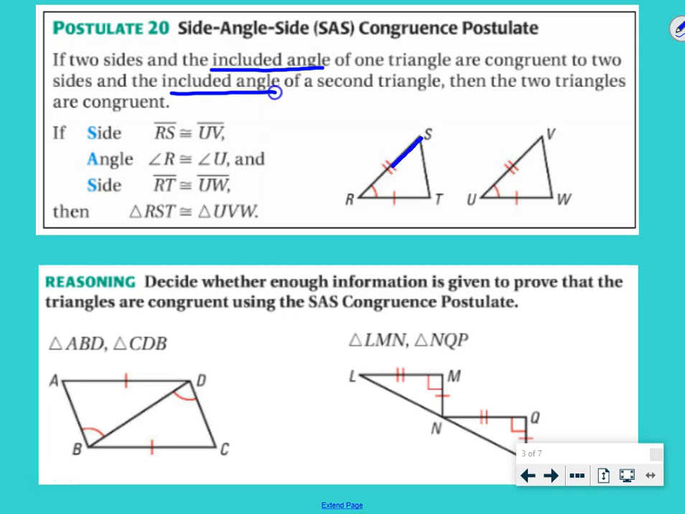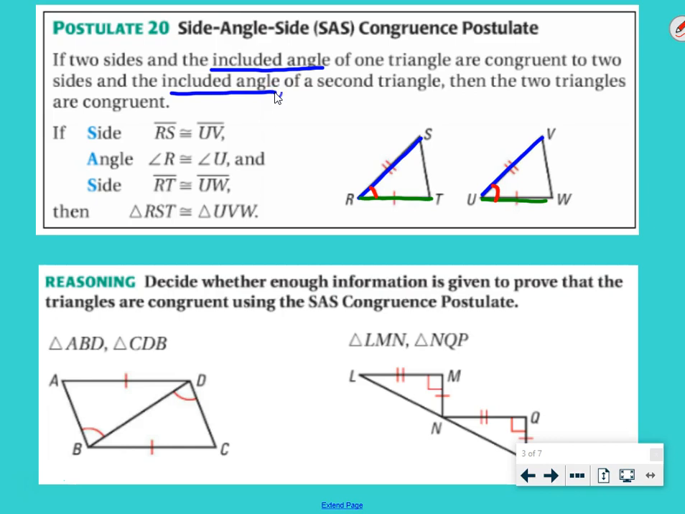So if you look, we have this side, RS is congruent to this side, UV. And then RT is congruent to UW, and then the angle that's between them is congruent. So we use side, angle, side.